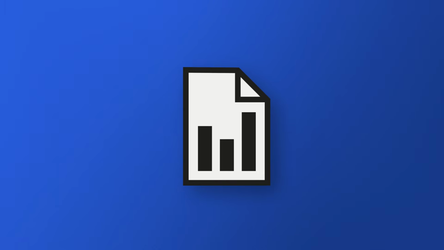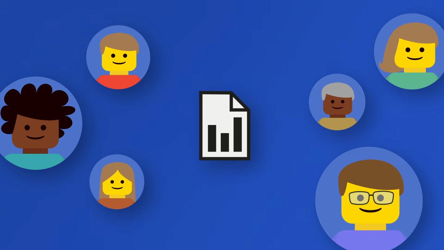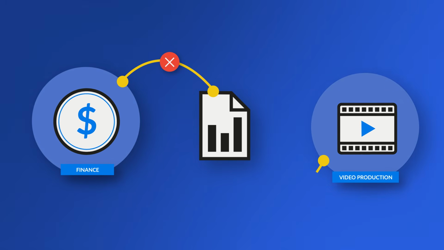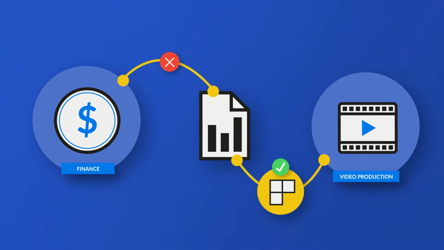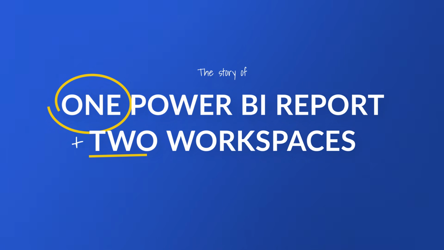Yo! So I have this report that I need to share to two different groups of people. I have my finance group who doesn't have access to the report, and I have my video production group. They actually requested the report and they have access to this via an app in their workspace. So this is the story of one report and two workspaces.